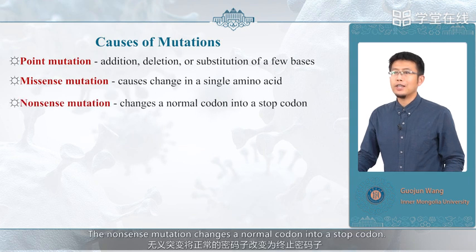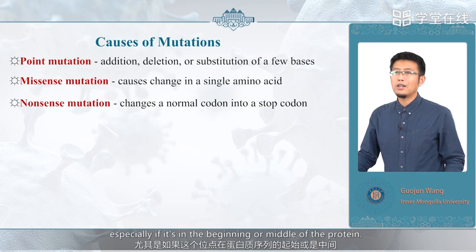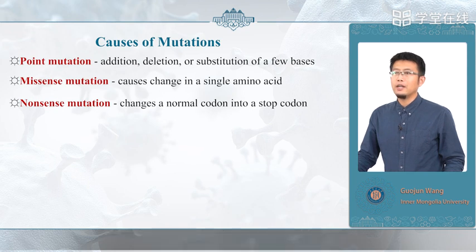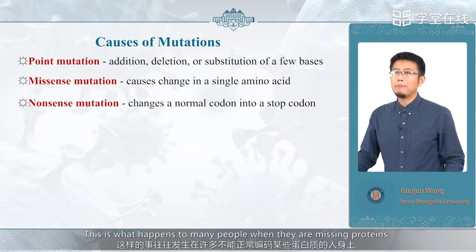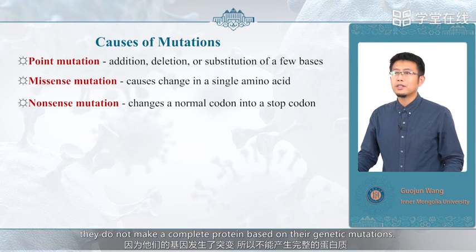The nonsense mutation changes a normal codon into a stop codon. That is bad because it stops the protein where it is, especially if it's in the beginning or middle of the protein. So it might make the whole thing fall apart. This is what happens to many people when they are missing proteins, like people that have hemophilia or color blindness. They do not make a complete protein based on their genetic mutation.